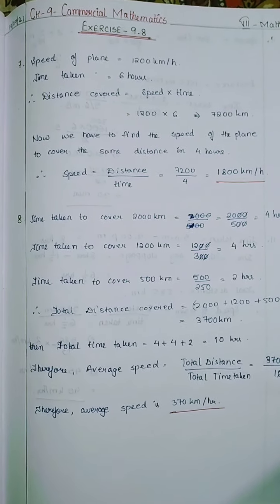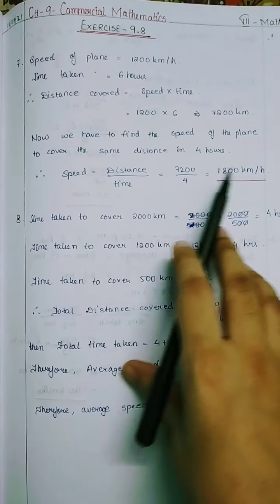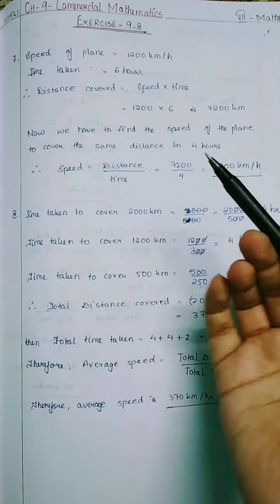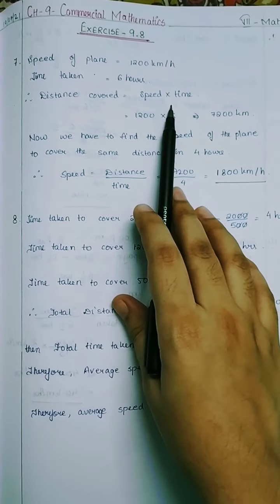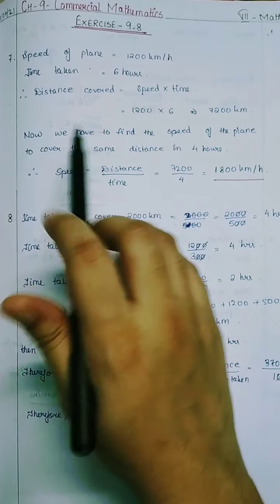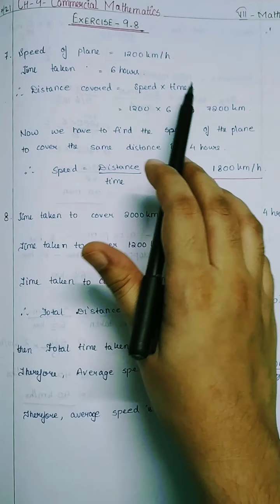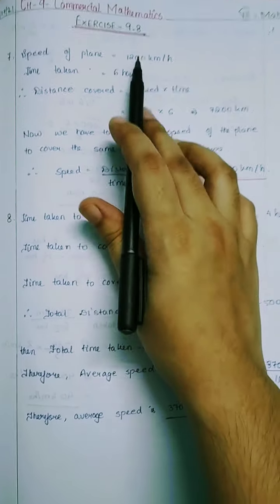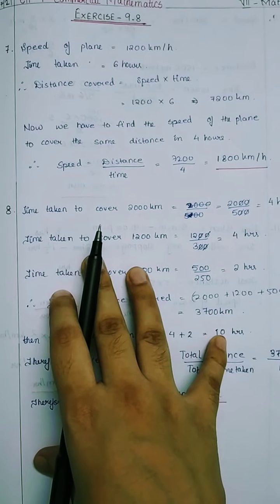Okay, so question number 7, we have to find the speed in kilometers per hour when the speed of a plane was 1200 kilometers per hour and the time taken was 6 hours. So what is the distance covered? Speed is equal to distance by time, so distance is equal to speed into time. We'll find the value: 1200 multiplied by 6 is equal to 7200 kilometers.